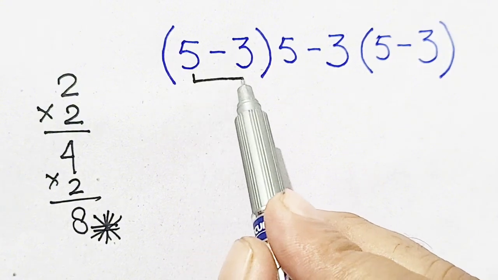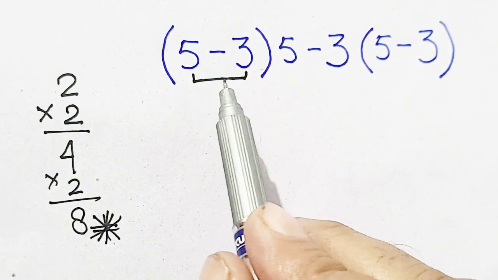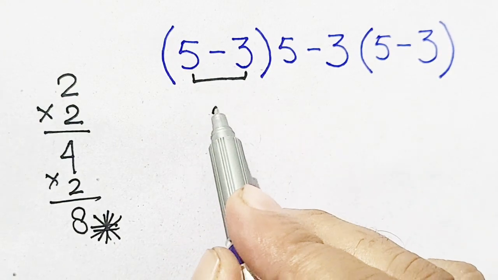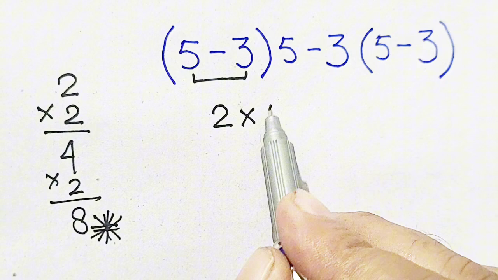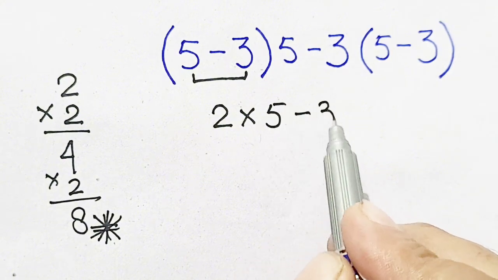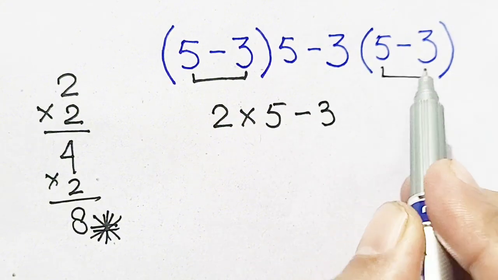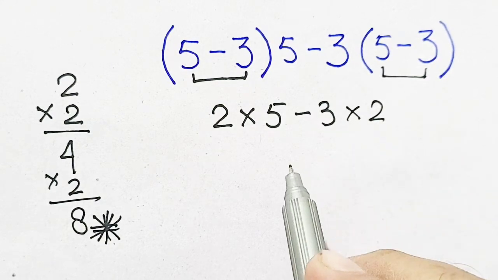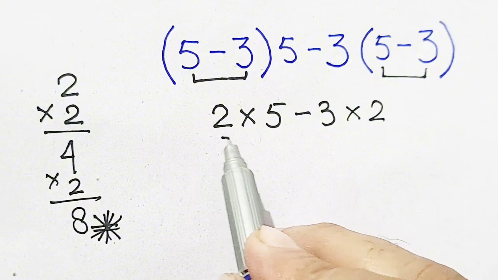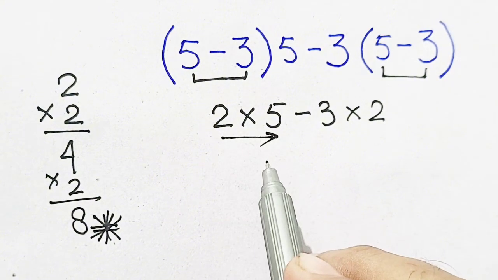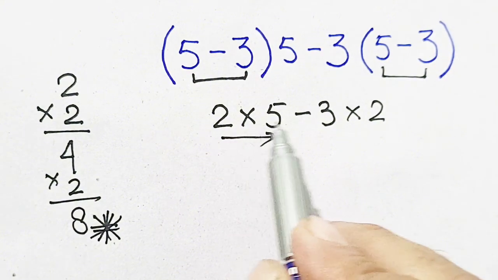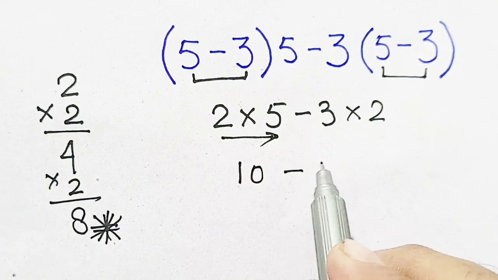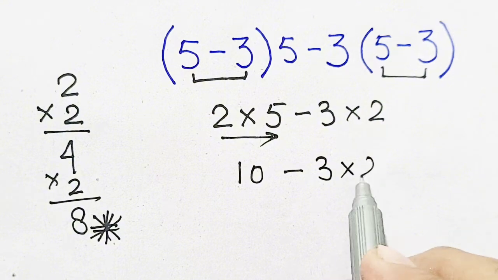First of all, we have to solve the parenthesis according to the PEMDAS principle. So 5 minus 3 will be equal to 2 times 5 minus 3. It is also parenthesis, so 5 minus 3 will be equal to 2. Now, according to PEMDAS, we have to solve multiplication and move from left to right. So 2 times 5 will be equal to 10. 10 minus 3 times 2.